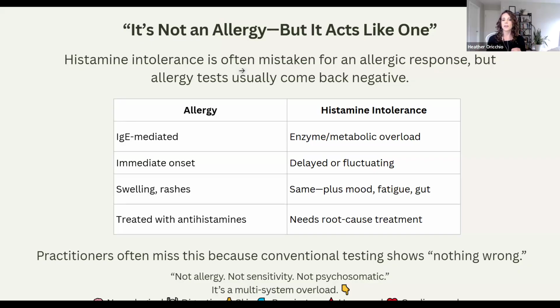So practitioners are often missing this because conventional testing shows nothing is wrong, which is something I'm sure we're all familiar with. So it's not an allergy, it's not a sensitivity, and it's not psychosomatic, it's multi-system overload.